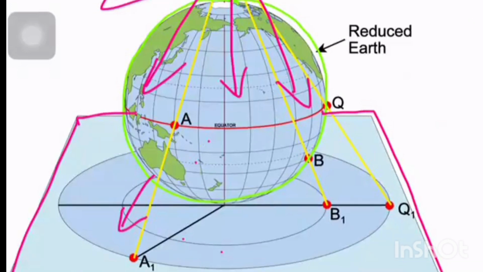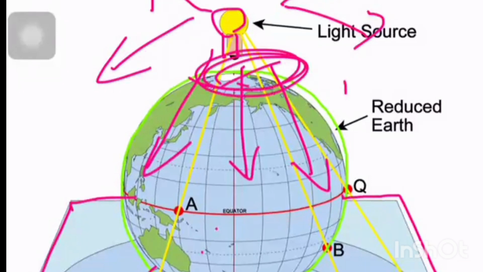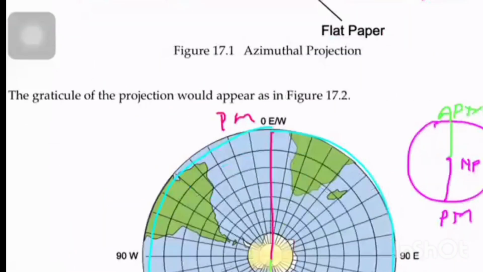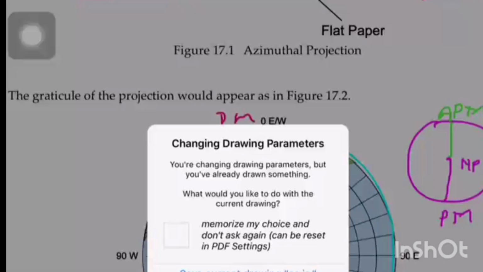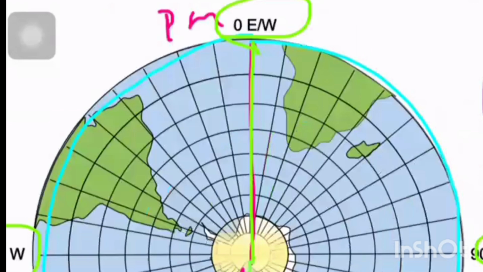Now every projection has limitations. In this, the north pole won't be shown, only the south pole will come. That's a limitation of this projection. When you open this, your chart will look something like this. 180-degree east west is here, anti-meridian. Your prime meridian is here on the other side, 90-degree west, 90-degree east. And this will be the south pole which is represented over here.